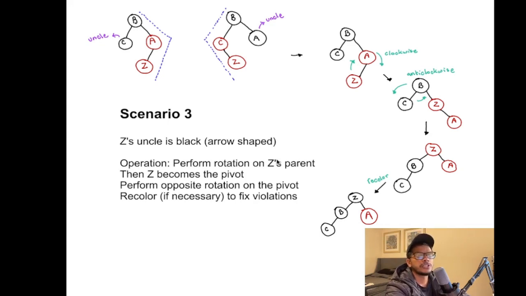Okay, so the first operation is that we're going to perform a rotation on Z's parent. That rotation is going to be clockwise or anti-clockwise.